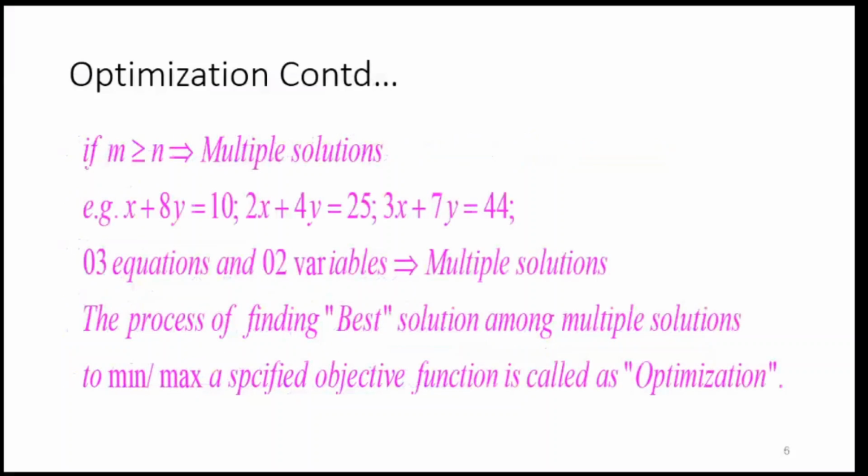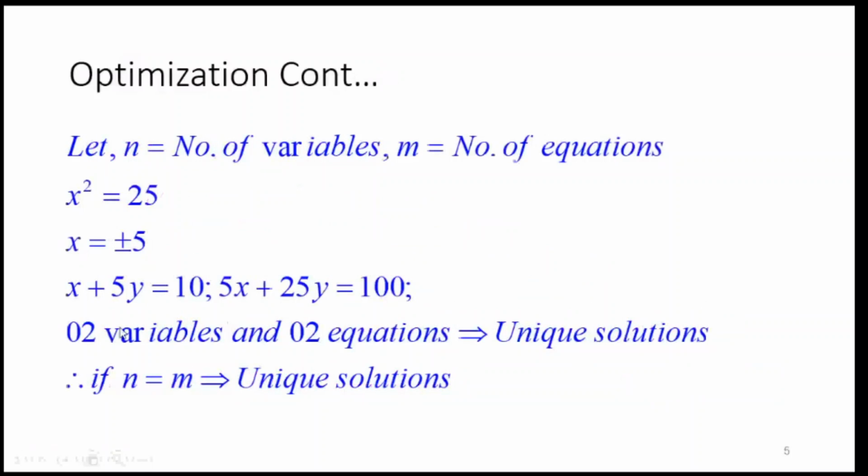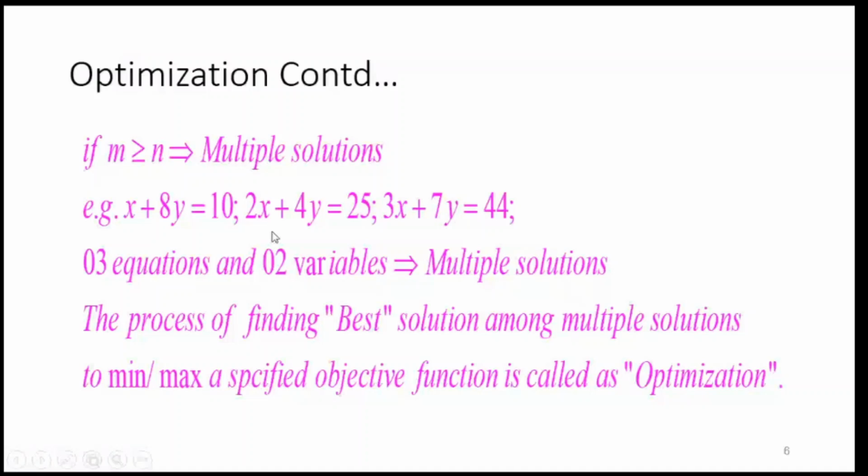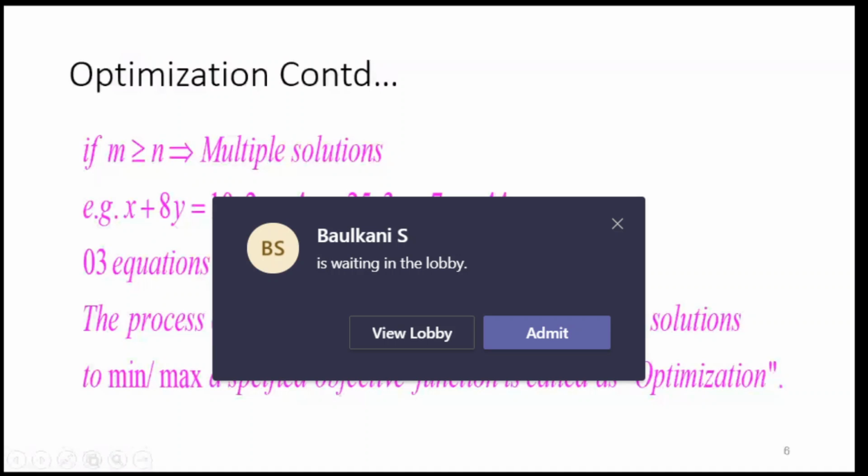Okay, now let us proceed further. Suppose in this sum, I add new equations. Suppose I have written these new equations: x plus 8y is equal to 10, 2x plus 4y is equal to 25, and 3x plus 7y is equal to 44. Now there are two variables, x and y, but there are three equations.